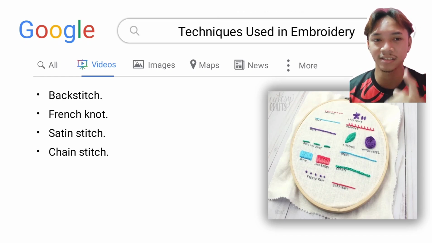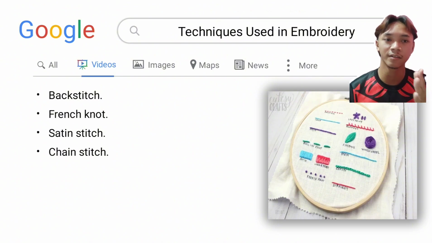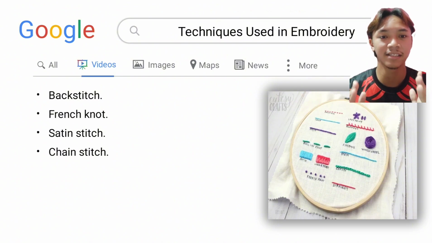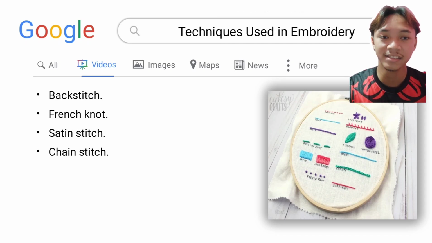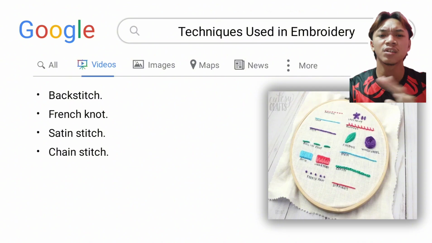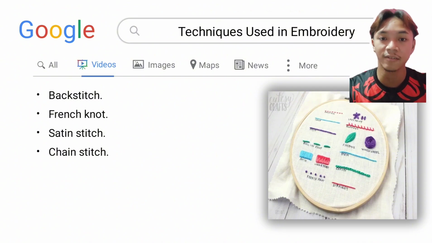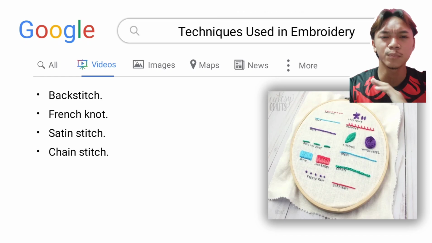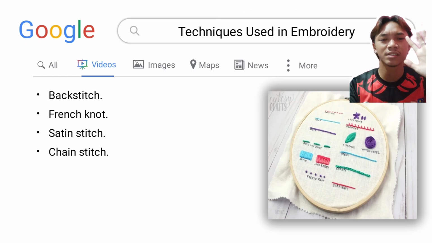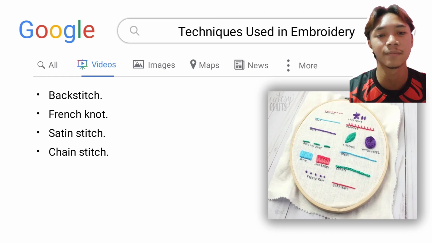Another essential stitch is the French knot. This technique creates tiny raised knots that can add texture and dimension to your work. It's often used for details like flower centers, and it's surprisingly easy once you get the hang of it.